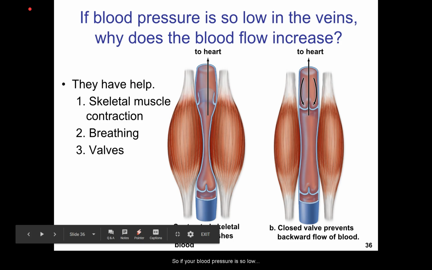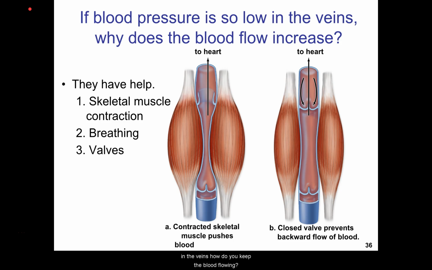So if your blood pressure is so low in the veins, how do you keep the blood flowing? And how do you get blood back around without exerting any pressure on it? So there are a couple of different ways, the principle of which being the contraction of skeletal muscles. And I've referenced this in a previous video, but your skeletal muscles are actually pushing on the blood in your veins and causing it to come back around to the heart. All right, those skeletal muscles are causing the blood to continue, push through the veins back to the heart.